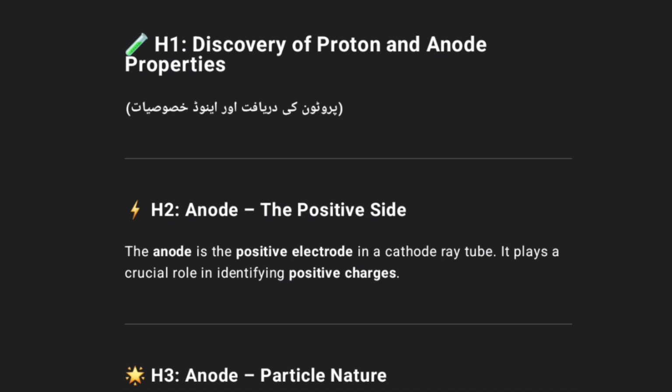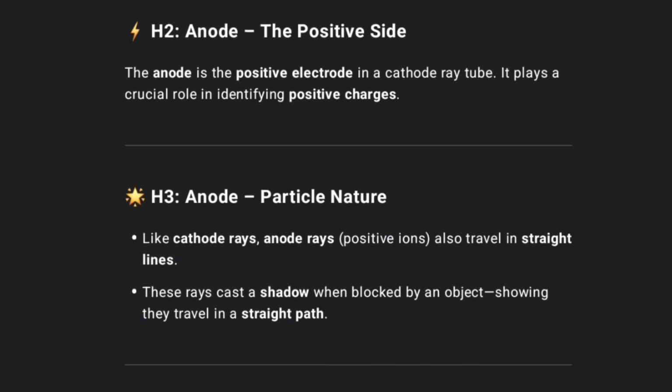Anode particle nature: like cathode rays, anode rays, positive ions, also travel in straight lines. These rays cast a shadow when blocked by an object, showing they travel in a straight path.